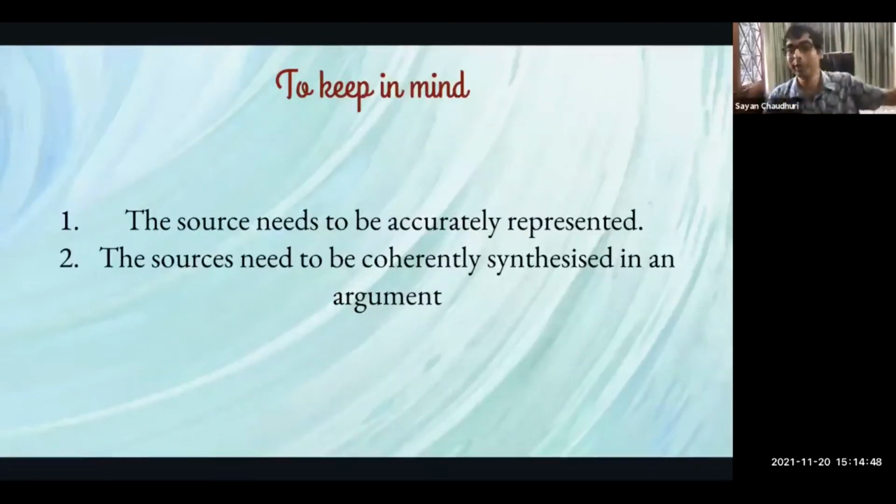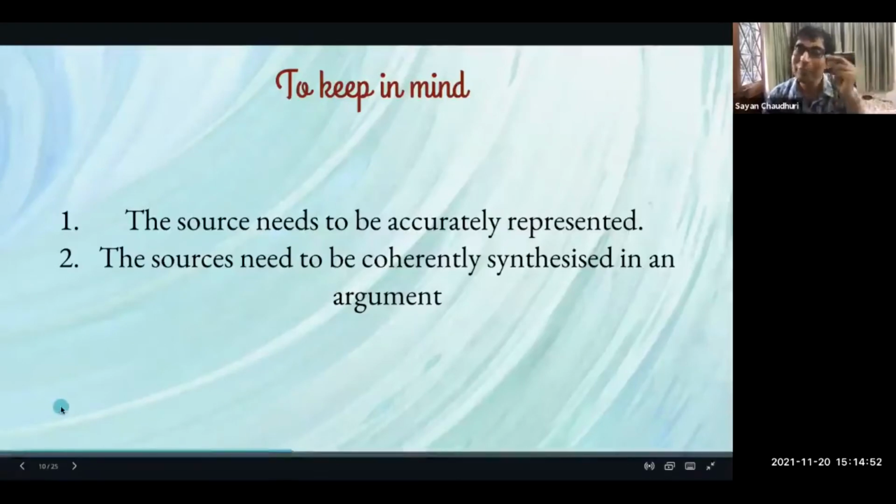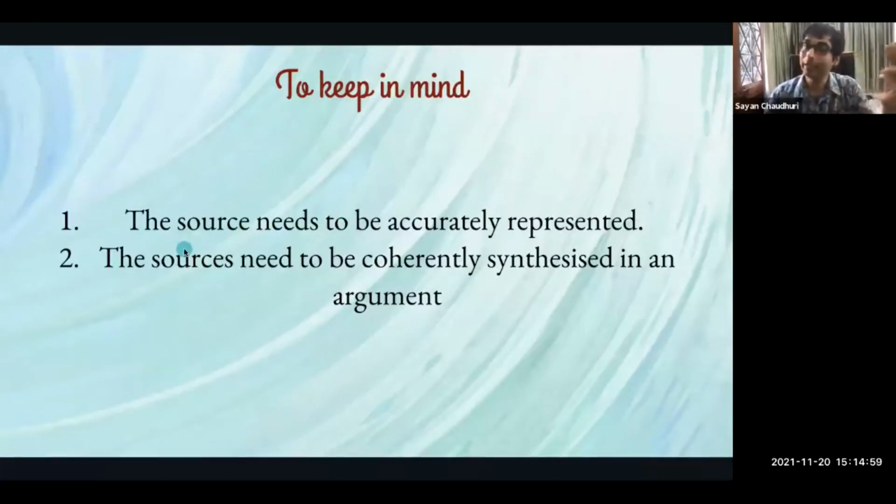So if some of you came for the previous workshop, you know this, right? You miss details in an argument. So the first is, the source needs to be accurately represented. So very calmly listen to the source and understand what it is. Second, the sources need to be coherently synthesized in an argument. So it's not just about knowing the sources. Now you're putting it together in a sentence that makes sense, right? Or maybe two sentences, three sentences, whatever. But you're putting it together in your own response, which is coherent.